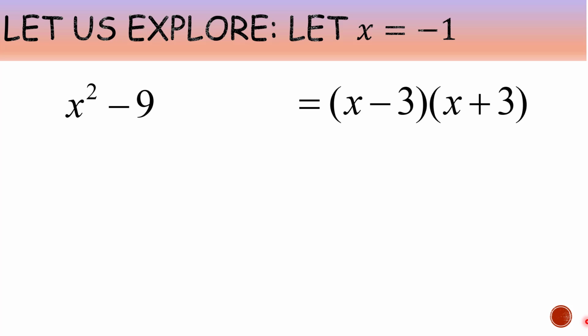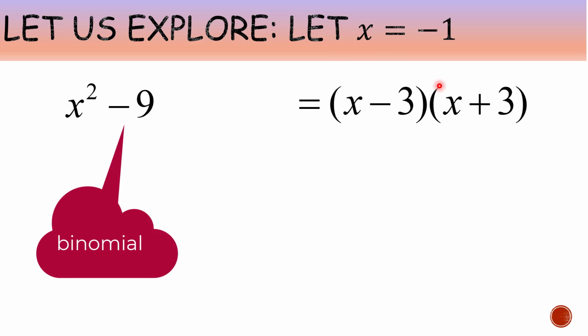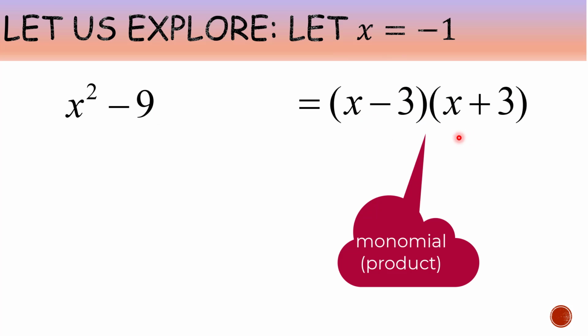So the question is, x squared minus 9 equal to x minus 3 times x plus 3? So is this an identity? In other words, for all the values of x, will the left be equal to the right? Note the left side is a binomial. It consists of 2 terms, while the right-hand side is a monomial. It consists of 1 term.